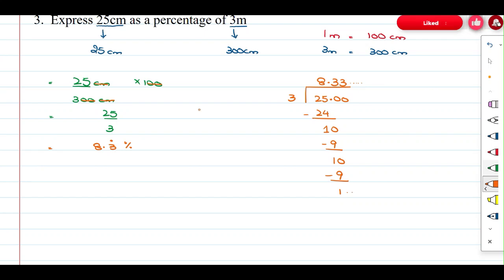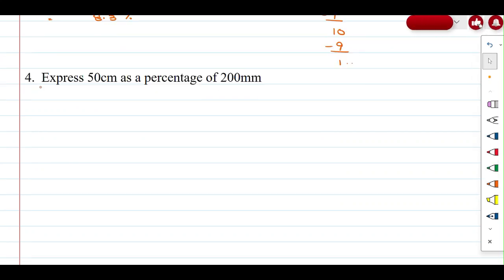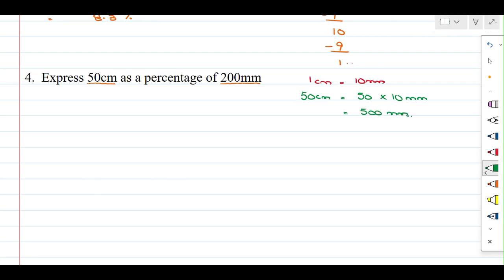Let's practice one more example. Example number 4 is: express 50 centimeters as a percentage of 200 millimeters. Now, centimeters and millimeters. Let me use the conversion that 1 centimeter has 10 millimeters, right? And what about 50 centimeters? 50 centimeters has 50 times 10 millimeters, which is equivalent to 500 millimeters. Now this is 500 millimeters and this is already in millimeters, which is 200 millimeters.